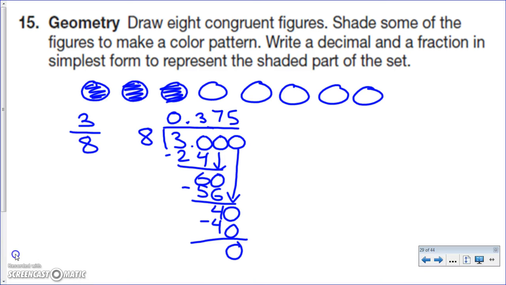Please make sure you've copied down all of the work and then glue this page in your math notebook.